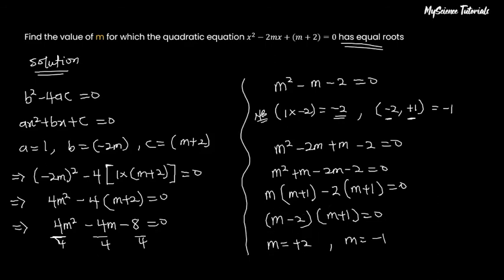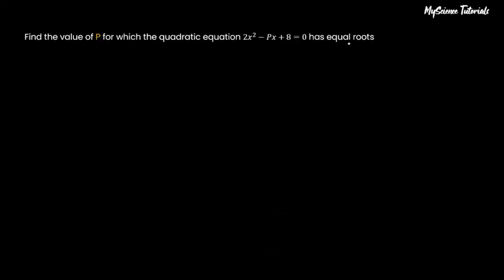So what that means is that my m has a value of what? 2, or m is equal to what? Negative 1. And that is the value of our m for this equation if the equation has what? Equal roots. Let's have a look at another beautiful example.